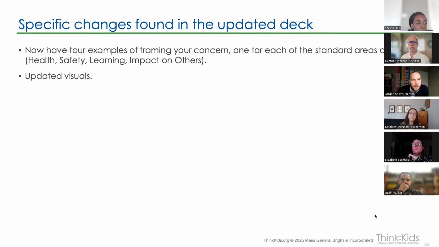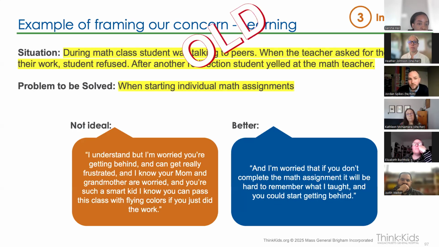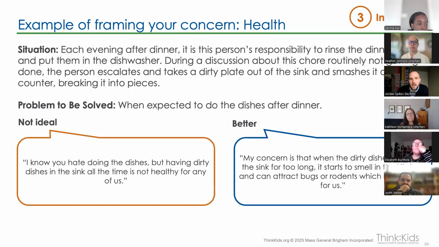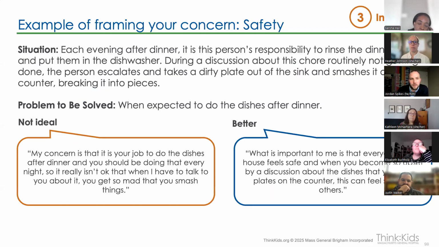So then some more changes are when we are talking about framing our concern. We used to just have, I think, 3 examples, and we realized there are 4 main areas: health, safety, learning, impact on others. So we now have an example of each of those areas, and we've updated the visuals. So it used to look like this. Now it looks like this. And there's a situation, problem, not ideal, better, boom.